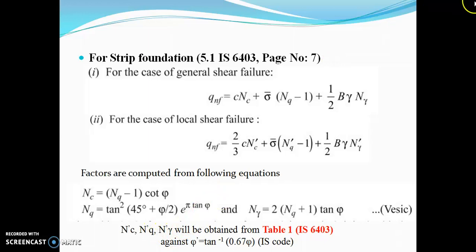Then shape factors, then depth factors, all these things are mentioned there. Inclination factors will be equal to 1 because nothing is mentioned about inclination of load, so we will take it as vertical. So follow the same procedure to solve this particular problem. Any issues or any difficulties, get back to me.